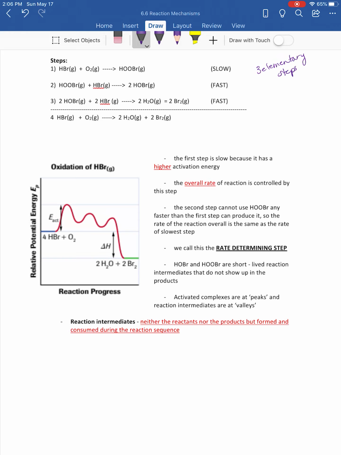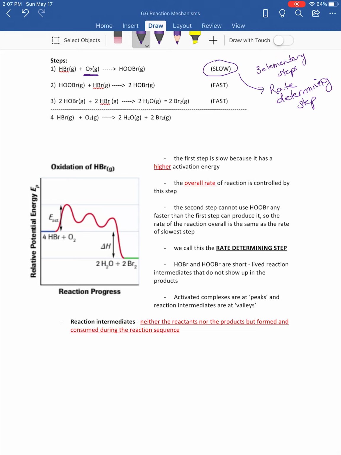Okay, and you know that one of them is slow. The reason they figured this out is because adding oxygen affected the rate of the reaction. Usually the thing that affects the rate of reaction is affecting this slow step. This slow step is my rate determining step.